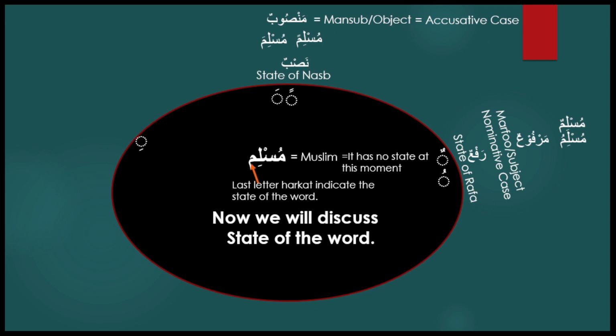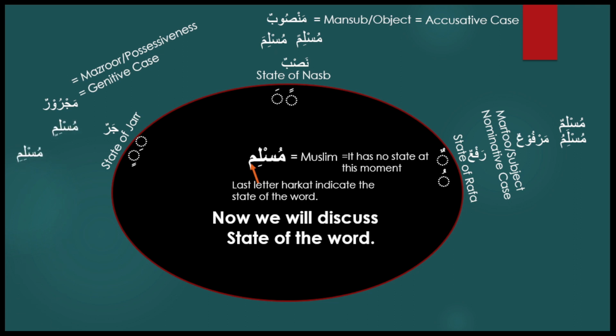It can also take kasra or double kasra. If so, it is called a state of jar, and the word itself is called majroor, possessiveness. The case is the genitive case, like Muslimin or Muslimi. It can also take sukun on top of the last letter. In that case, it is called a state of jazm, and the word itself is called majzum.